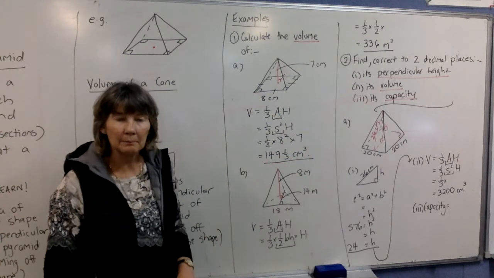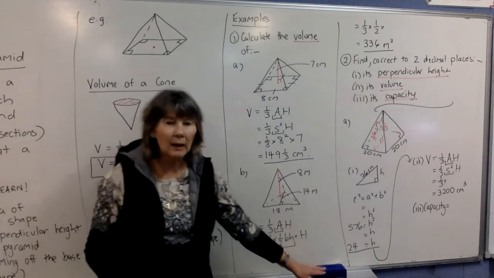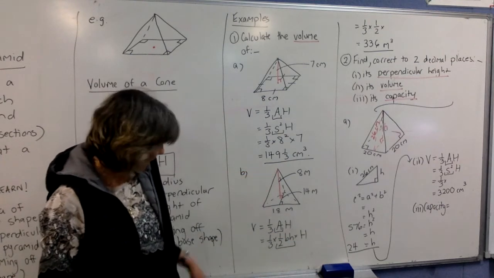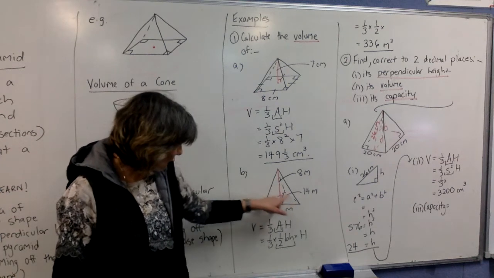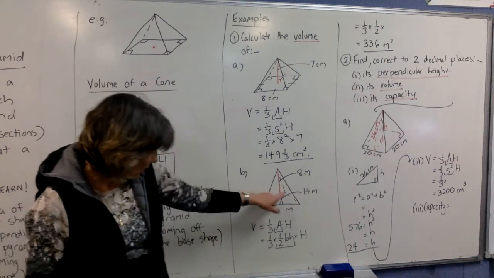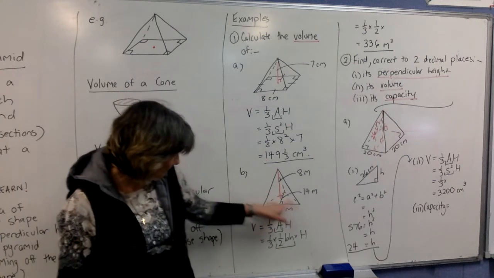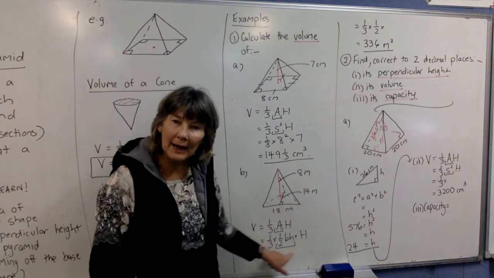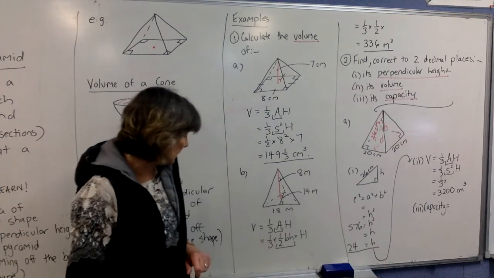Okay, in the next one, we start with our same formula, V equals 1/3 AH. We can see it's a pyramid going to a point. Now, the base shape here is on the bottom and it's a triangle. So you can see it down the bottom here. Okay, so we're going to put the area of our triangle formula in for A. So half BH goes in there.